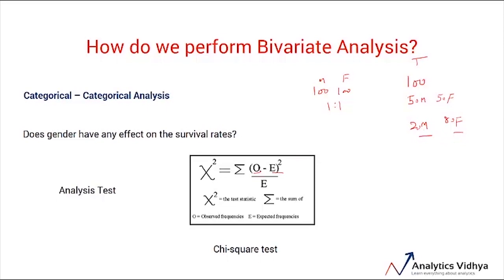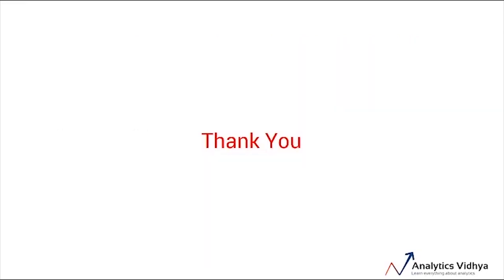So this is what the chi-square test takes into consideration. This becomes the observed frequency and this becomes the expected frequency. We will see an implementation of the chi-square test in the next video. So this was all about the different bivariate analysis techniques. In the next video, we will see how we can implement these bivariate analysis techniques in Jupyter Notebook.